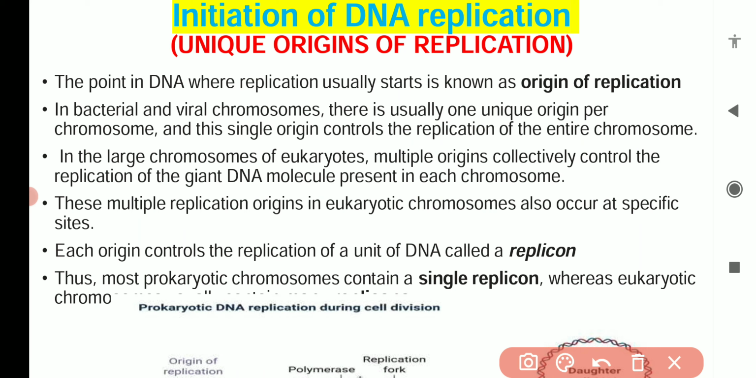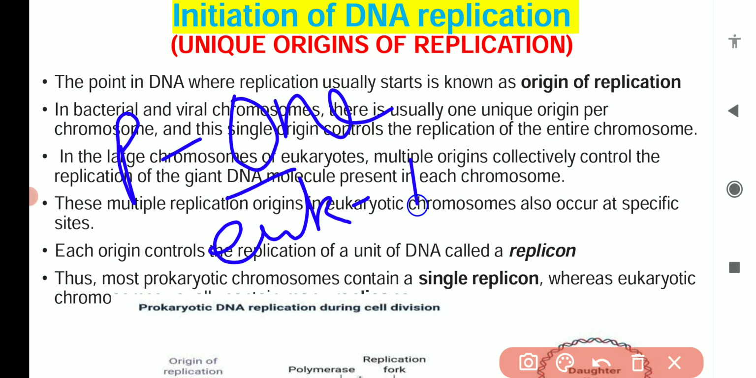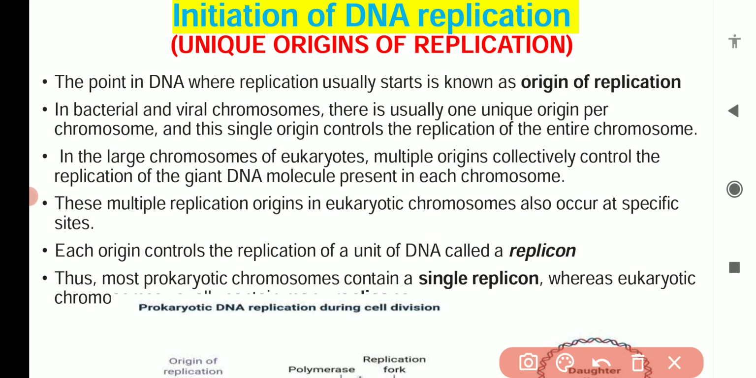So one difference between prokaryotic and eukaryotic origins of replication is that prokaryotes contain only one unique origin of replication per chromosome, and usually they have a single chromosome, so they have a single origin of replication. But eukaryotes have multiple origins of replication, because their genetic material is big and their chromosomes are bigger in size. On those origins, DNA replication is carried out simultaneously.